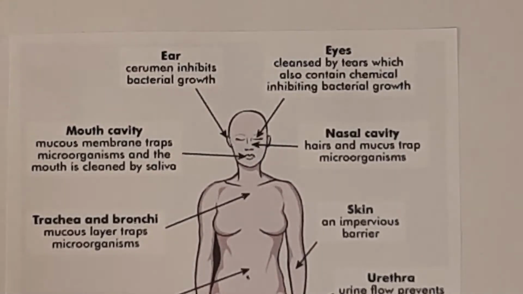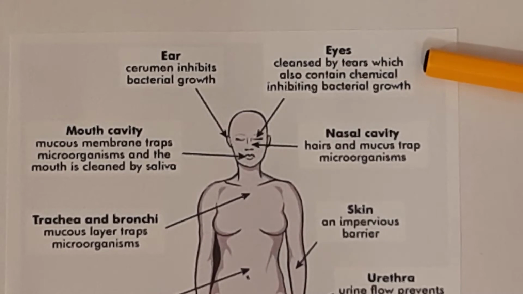So let's go through those. So the skin is a barrier and it produces microbial substances to kill the pathogens. So we're starting just here. Then we have the nasal cavity. So the nasal cavity has hairs and mucus which traps the particles and microorganisms and pathogens. Then we have the eyes.